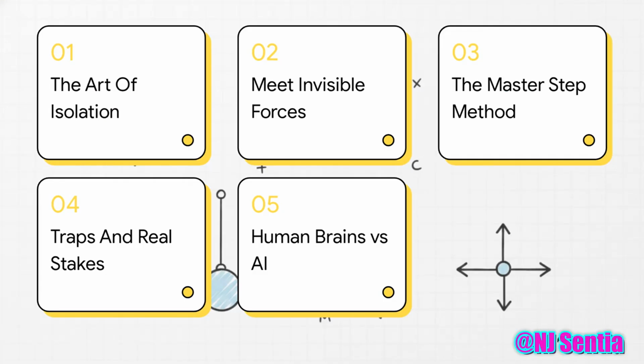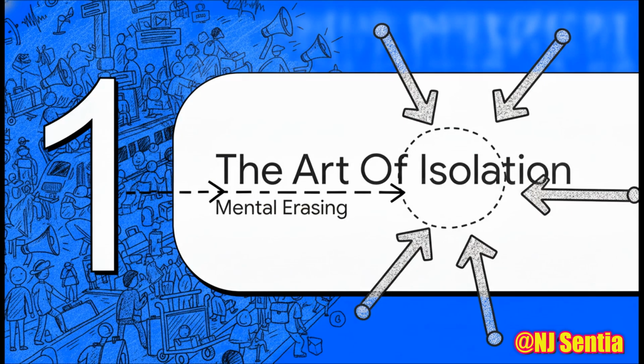Here is our roadmap for today. We'll start with the art of isolation, then meet the invisible forces at play, walk through the master step method for solving problems, explore the psychological traps and real-world stakes, and finally, look at how human brains are currently squaring off against modern AI. Section 1, the art of isolation.